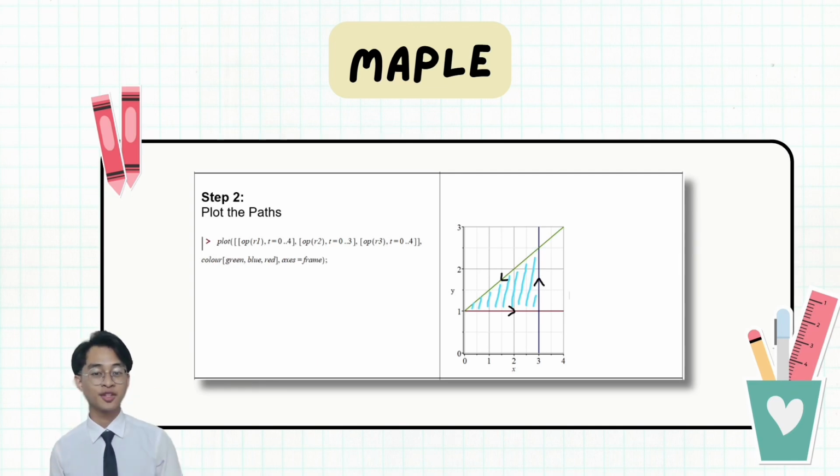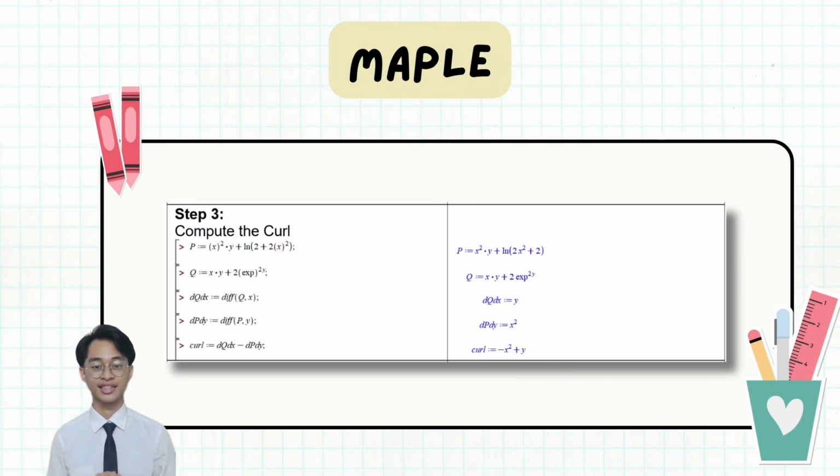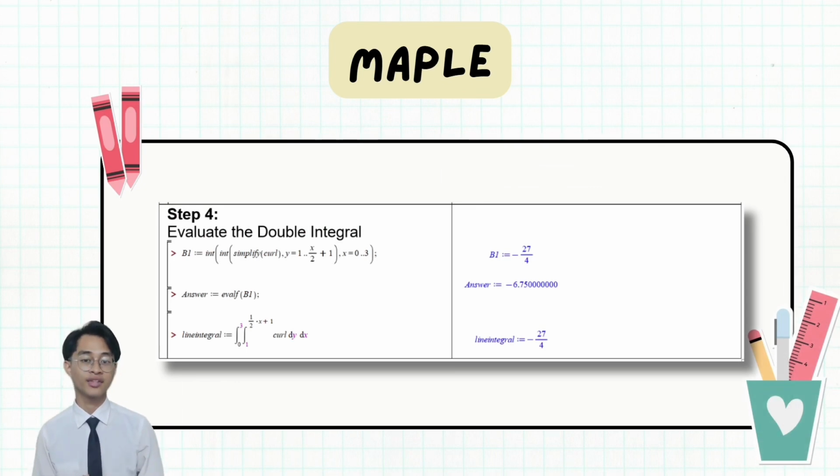The third step, find the curl of the vector field. We differentiate Q with respect to x and P with respect to y using the Maple diff function. Finally, we evaluate the double integral of the curl over the bounded region using the Maple int function.